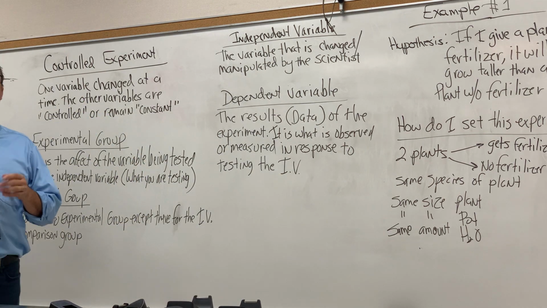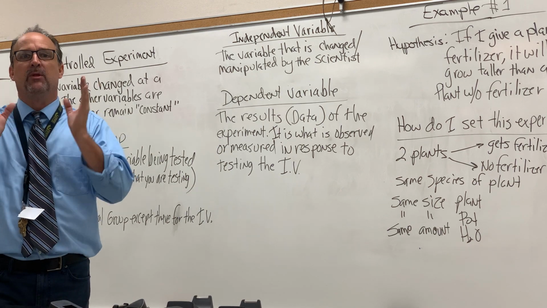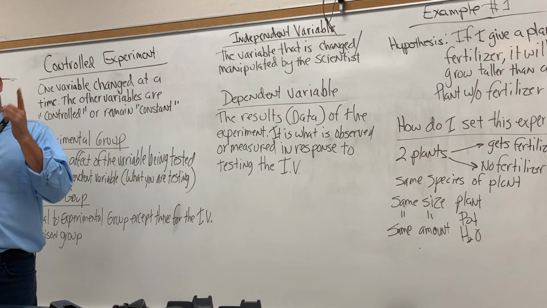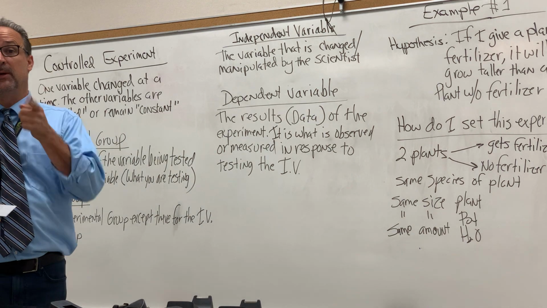All right, so if you're trying to figure out which one is the control and which one is the experimental group, the experimental group has the independent variable. It'll be the one thing that's different between the two groups. So if there's one thing that's different and it's part of one group, that's the experimental group.